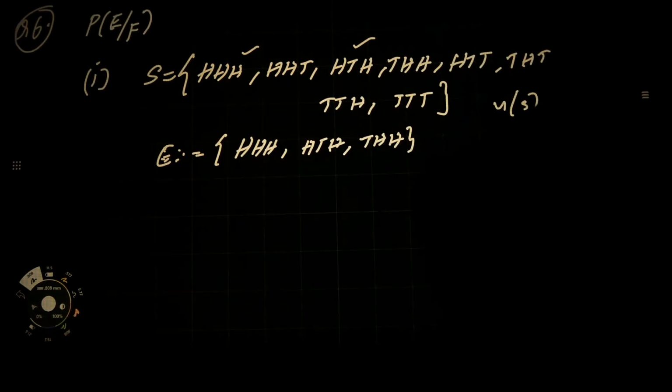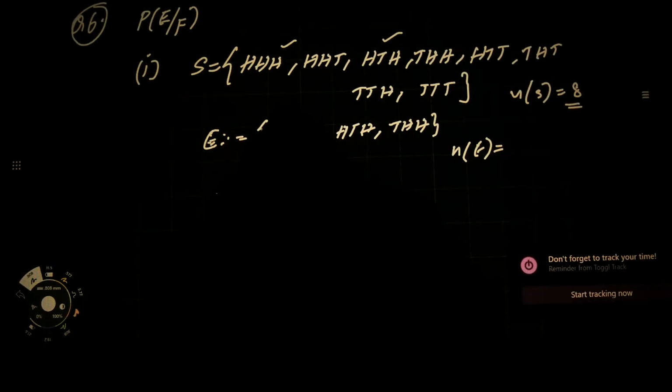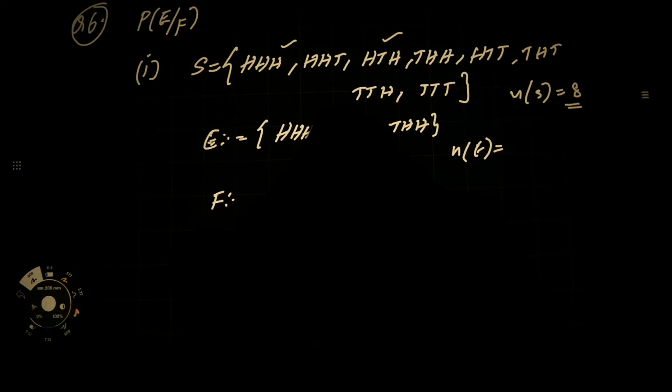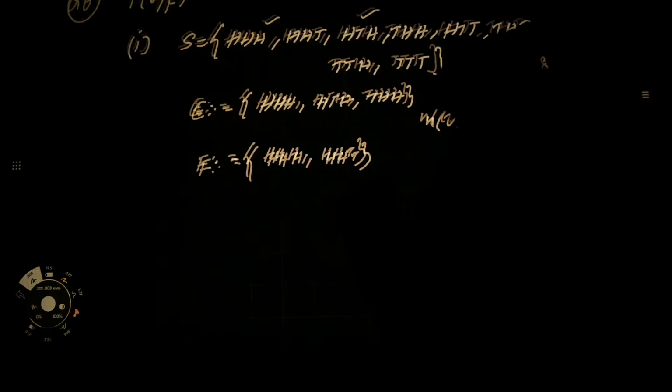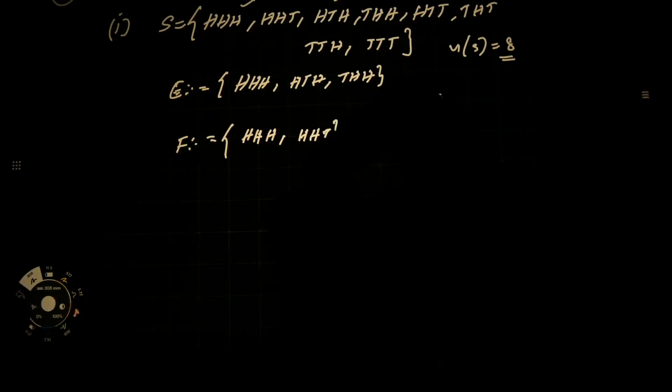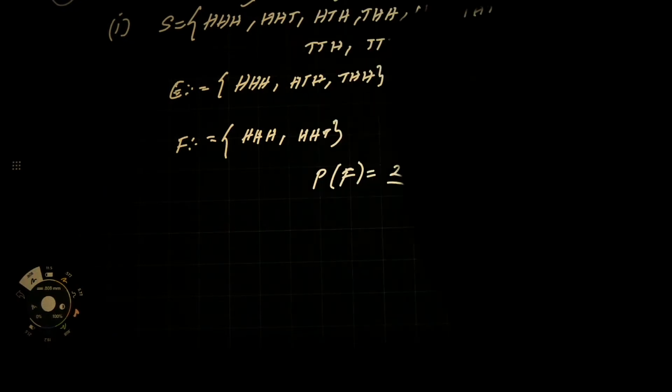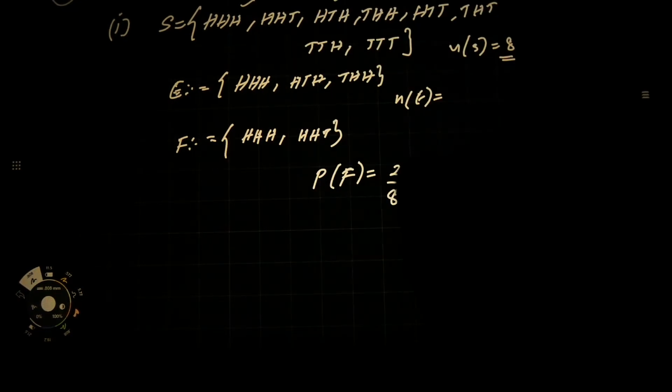Now, do we need to find N of E? Not necessary, because that's not needed. Next we have F. What is F given as? Head on the first 2 tosses, which is H, H, H and H, H, T. So there are 2 such possibilities. Now, what is the probability of getting F? It is 2 out of a total of 8. So that is 1 by 4.